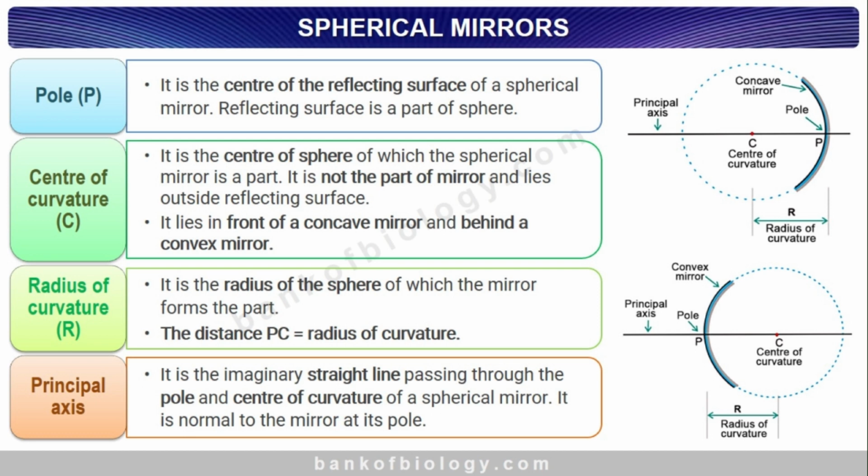Radius of curvature. It is the radius of the sphere of which the mirror forms a part. The distance PC is equal to the radius of curvature. Principal axis. It is an imaginary straight line passing through the pole and center of curvature of a spherical mirror. It is normal to the mirror at its pole.